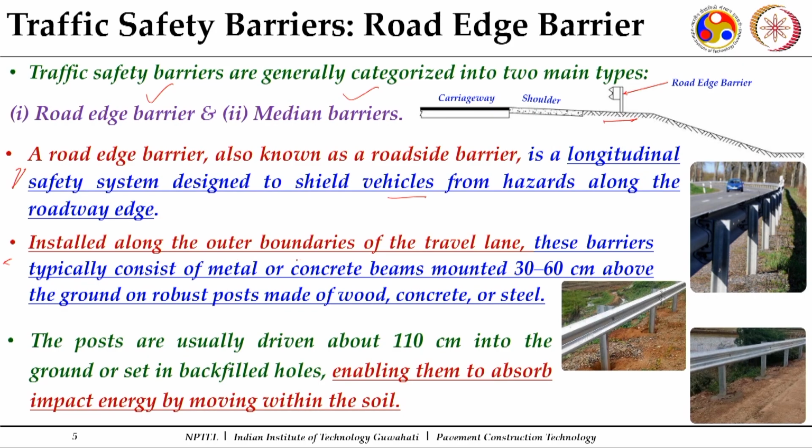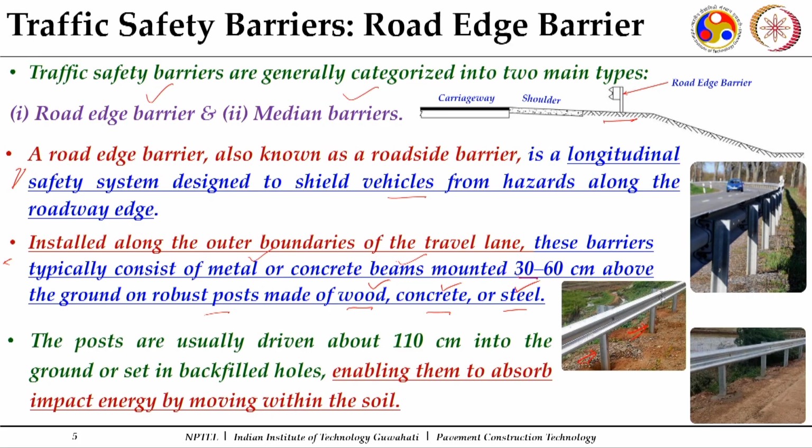Installed along the outer boundaries of the travel lane, these barriers are typically made up of metal steel barriers or concrete beams. They are mounted about 30 to 60 centimeter above the ground on robust posts made up of wood, concrete or steel. You can see these are the posts. So, they are mounted on these particular posts, and they should be as per IRC 119 guidelines specifically.